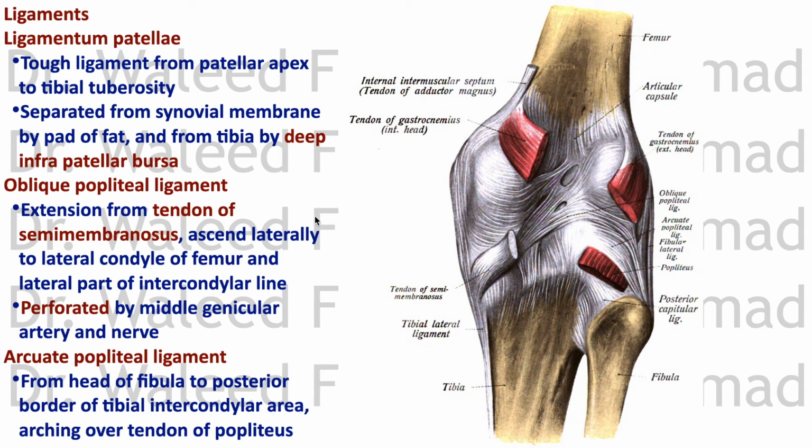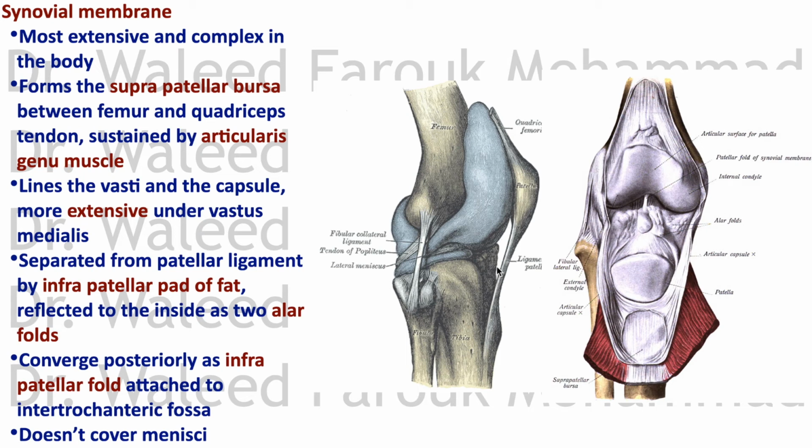Ligaments of the knee. We have the ligamentum patellae. We studied the quadriceps tendon before. The ligamentum patellae is a tough ligament from the patella to the tibial tuberosity, separated from the synovial membrane by the deep infrapatellar bursa. Deep infrapatellar bursa, which is this area.